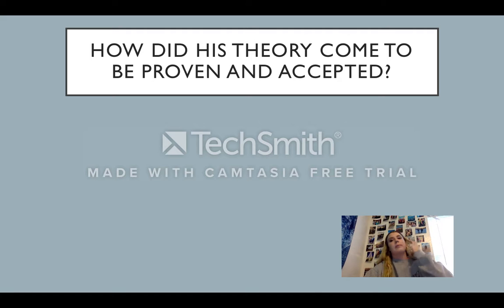So how did his theory become proven and accepted? Since I already said before, he never got it accepted in his lifetime because he just had these coincidences of, hey, maybe these were together at some time because the fossils are the same and they kind of seem to fit together like a puzzle piece. He just never had enough solid evidence to support this.